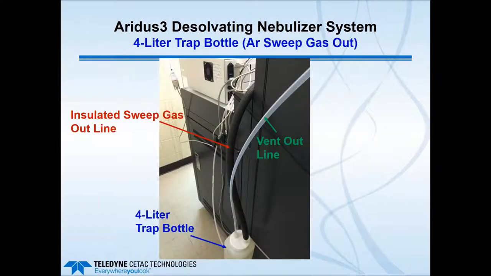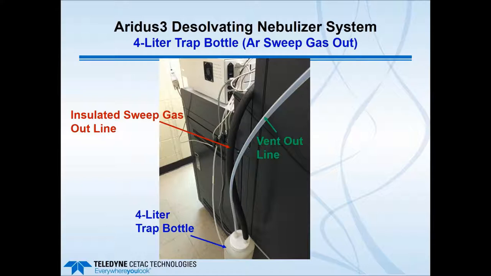So another point, and this is with regards to the sweep gas out, which is carrying the removed sample solvent vapor out of the Aridus3 so that it does not go to the ICP-MS torch. That will go down an insulated sweep gas outline into a trap bottle. We have a 4-liter trap bottle, and that's usually placed on the laboratory floor next to the instrument. And then there's a vent outline that will go to an exhaust source.